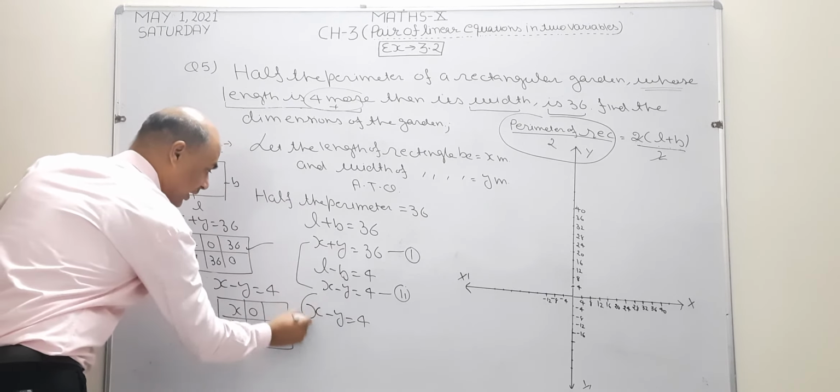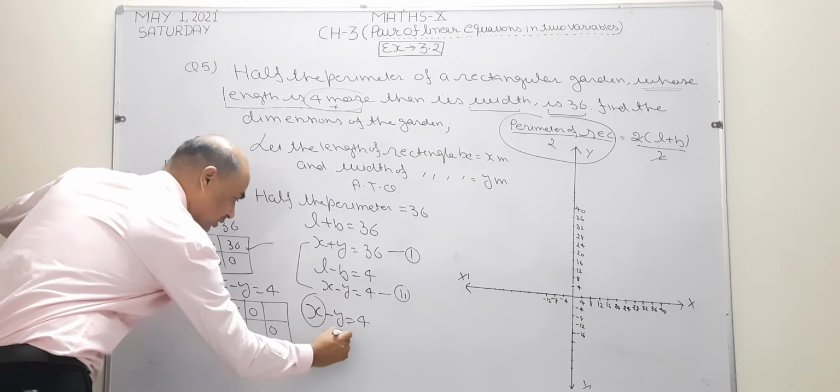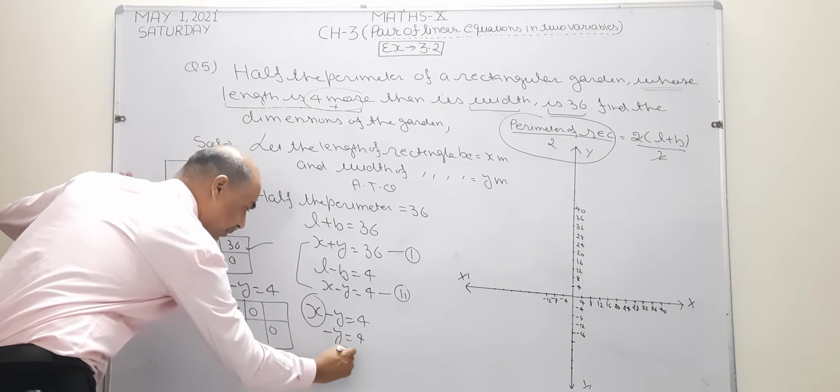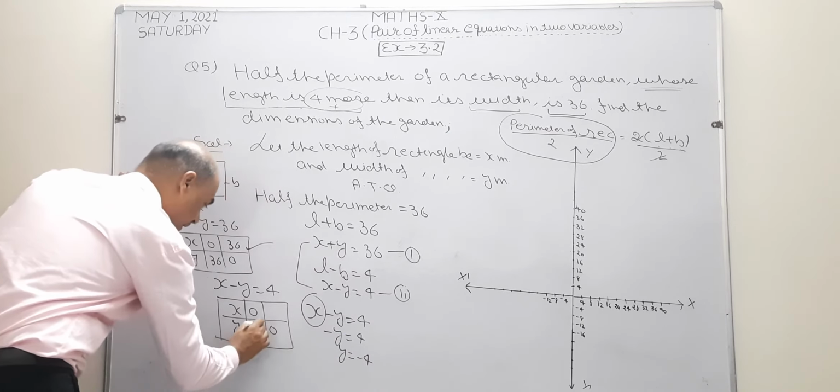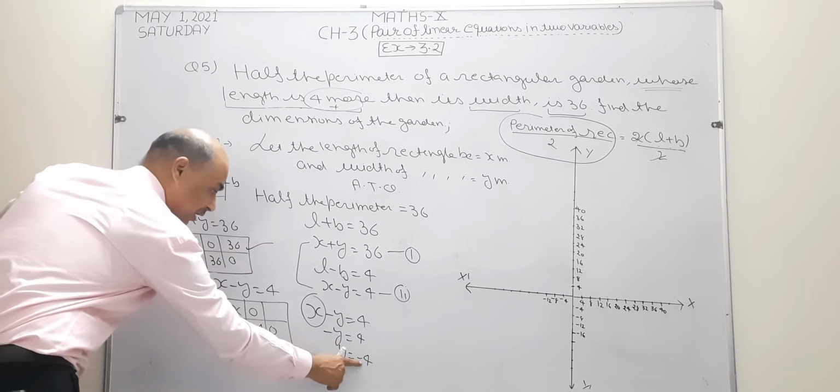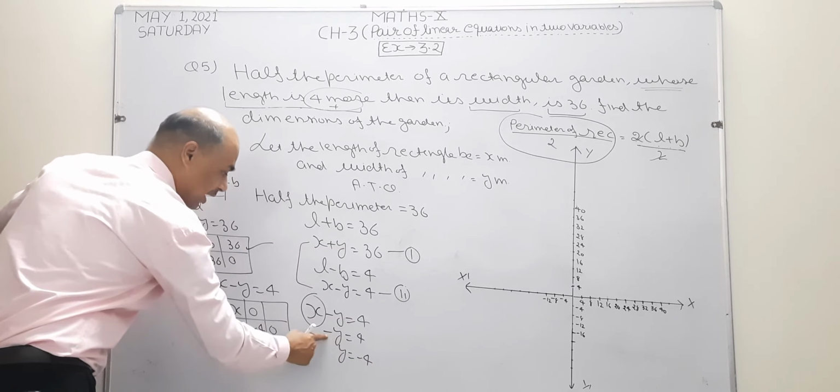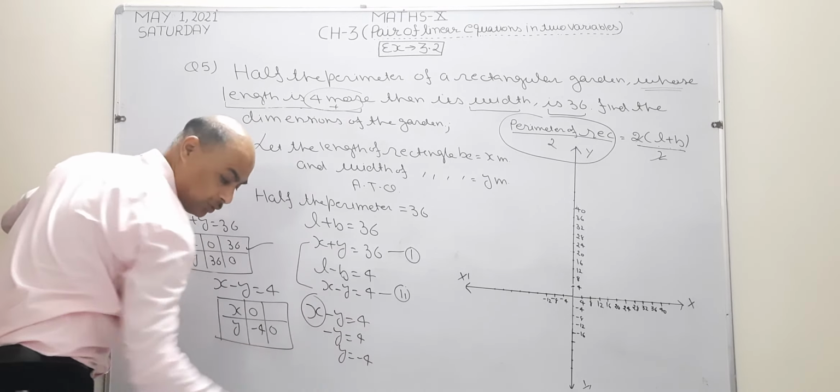First time I am going to take x equal to 0. What is left? Minus y equal to 4, which means y becomes minus 4. So I write here minus 4. Clear? Why do I write minus here? Because minus y equal to 4 means y becomes minus 4.